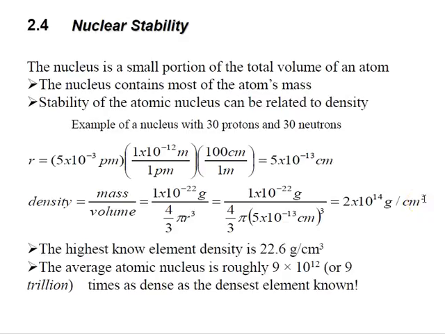Some interesting tidbits from that is that the highest known element density is 22.6 grams per cubic centimeter. However, the nucleus is roughly 9 trillion times as dense as the densest element known. So pretty interesting. Very, very dense. That means that it's extremely compact altogether.